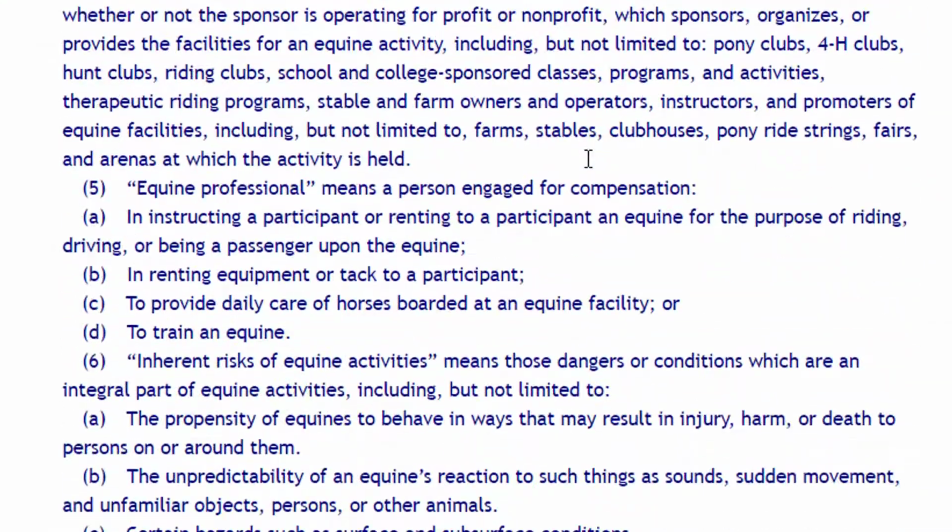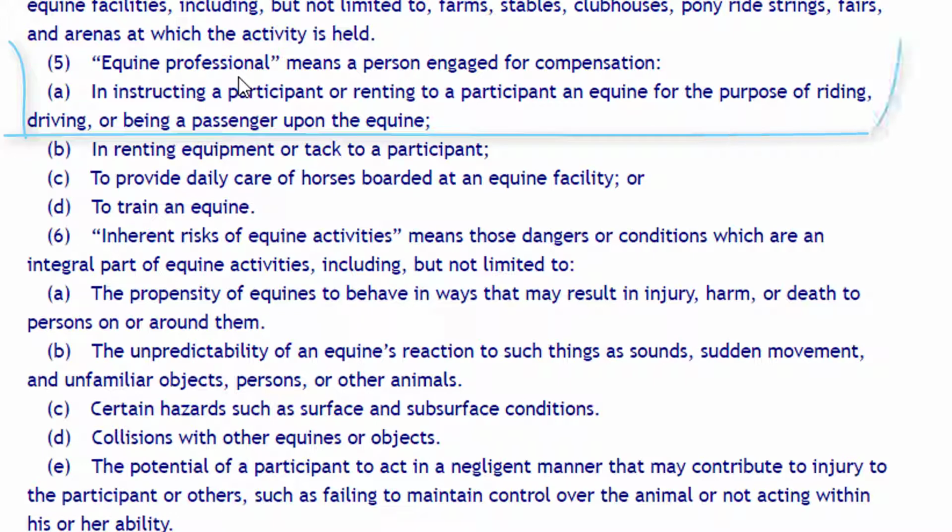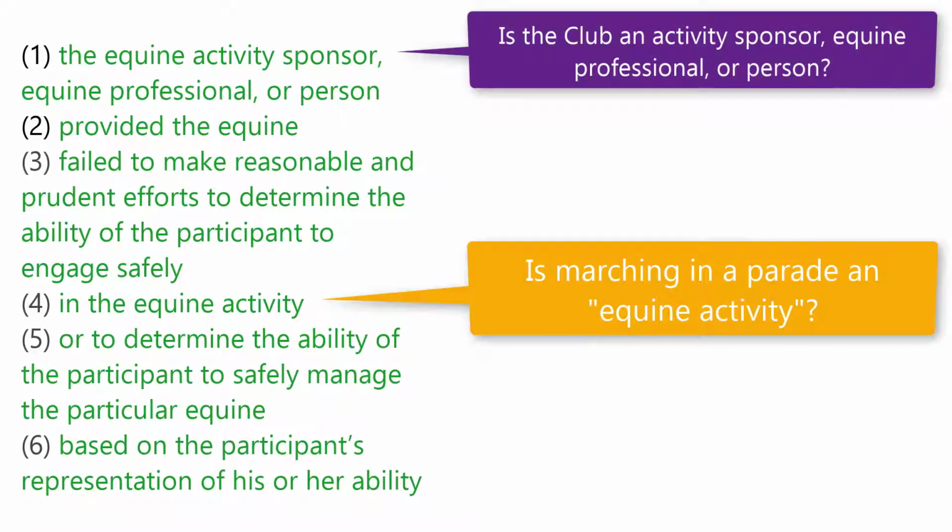And then we had another question about whether the club is an equine professional or a sponsor or a person. And here it says that it's a person engaged in compensation for instructing a participant and providing a horse and so forth. Well, that's exactly what the club does. So this element is met as well. Okay, so the definition section took care of these 2 elements, and not the others.